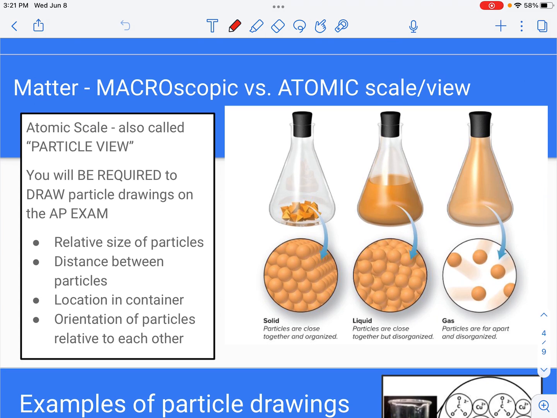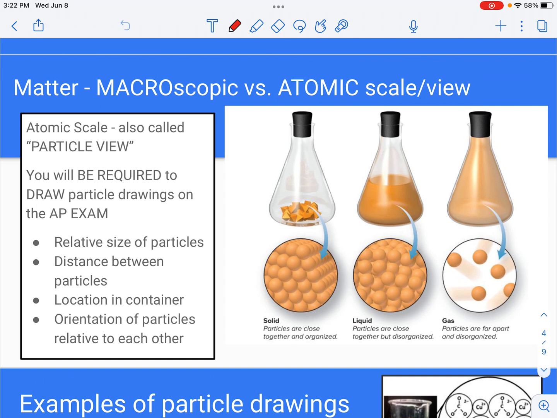So the first thing that I really want to talk about here is not the very beginning of what you started with, but rather the idea of a macroscopic view versus the atomic or particle view. Your book calls it the atomic scale, but College Board talks about particle diagrams or drawing particle views of things. And so you'll be expected to be able to interpret as well as draw your own particle drawings on the AP exam in May. So some things that you'll have to be careful about will be things like the relative sizes of particles. I'll talk about that with you in just a second.